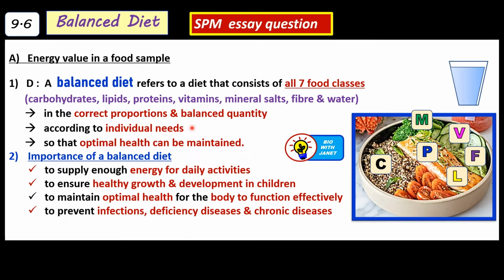So the balanced diet for a healthy individual will differ from those that are suffering from diabetes mellitus or cancer, right? So the optimal health can be maintained for those who are healthy. Now, importance of a balanced diet: to supply enough energy for daily activities, to ensure healthy growth and development in children, to maintain optimal health for the body to function effectively, and to prevent infections, deficiency diseases, and chronic diseases.